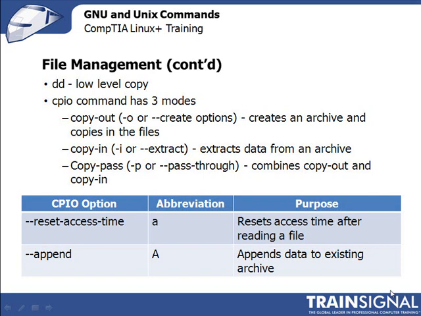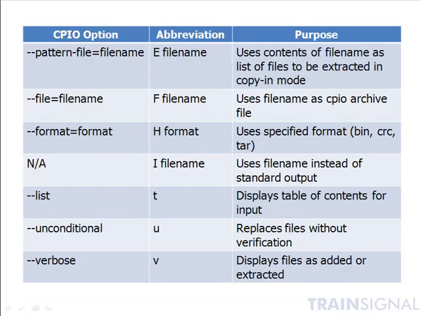The first is --reset-access-time. Abbreviated by a lowercase a, it means to reset the access time after reading the file. --append, abbreviated with the capital A, appends data to an existing archive. Our cpio options continue with --pattern-file=filename, and that's abbreviated with capital E space file name. And that says to use the contents of file name as a list of files to be extracted in copy in mode.